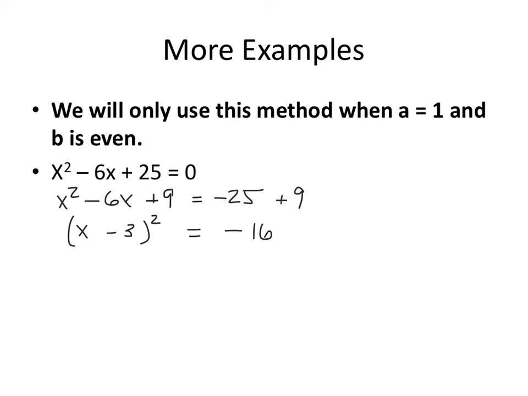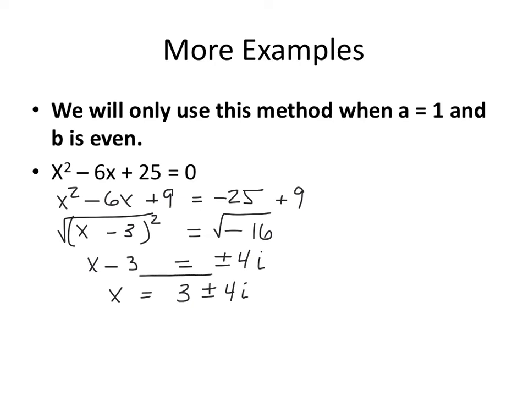I take the square root of both sides, which gives me just x minus 3. And I have the square root of a negative 16, which, remember, is a positive and negative 4i. Then I'll add 3 to both sides. So I have 3 plus or minus 4i. For this particular problem, that is your final solution. One of them is 3 plus 4i, and the other one is 3 minus 4i.